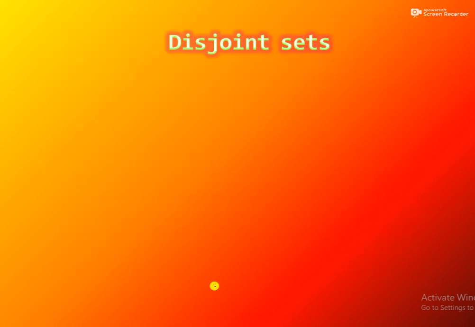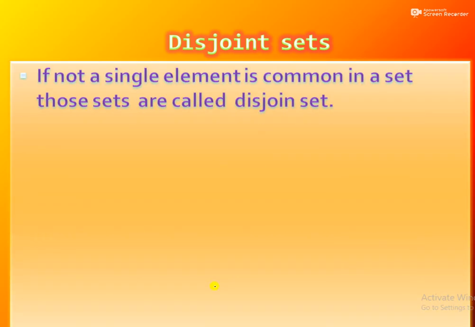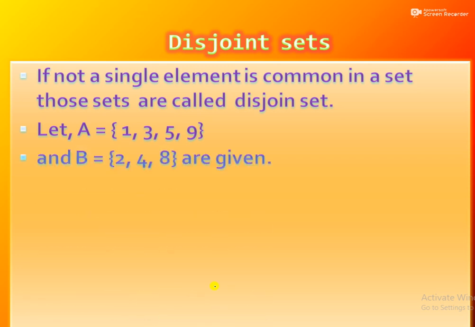So our next topic is disjoint set. Disjoint set means the sets should not contain any common element. Let us see the definition. If not a single element is common in the sets, those sets are called disjoint sets. Suppose any two sets A and B are there in which not a single element is common. That means the intersection is phi, the empty set, then the sets are disjoint sets.